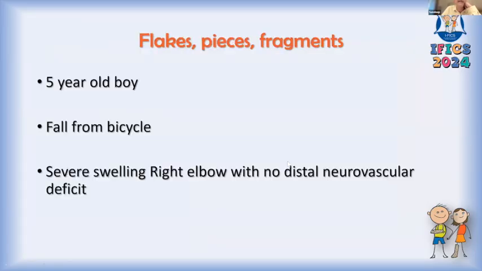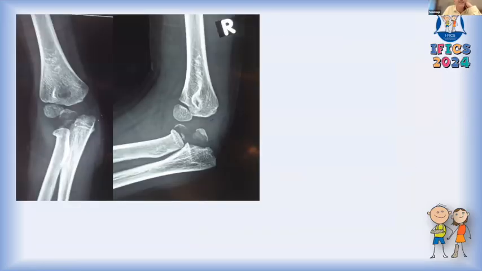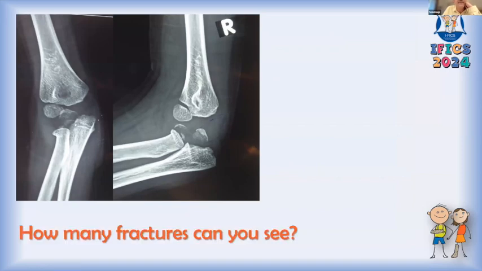And finally, this is a 5-year-old boy who had a fall from a bicycle with an elbow which was dislocated. And when you took a plain X-ray, you saw multiple small bone flakes around the elbow. There were at least 3 flakes that could be seen. One was here, the second one was there, and the third one was here. So what are all these fragments?